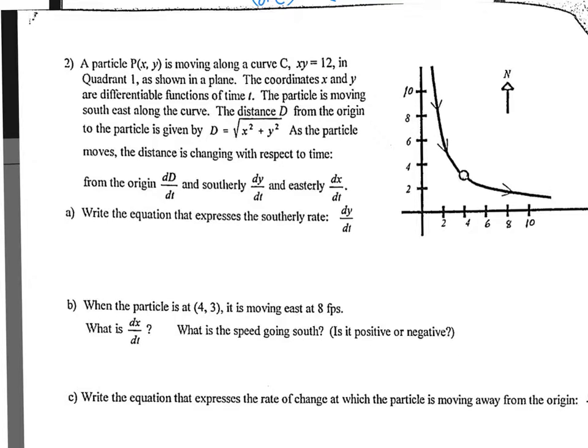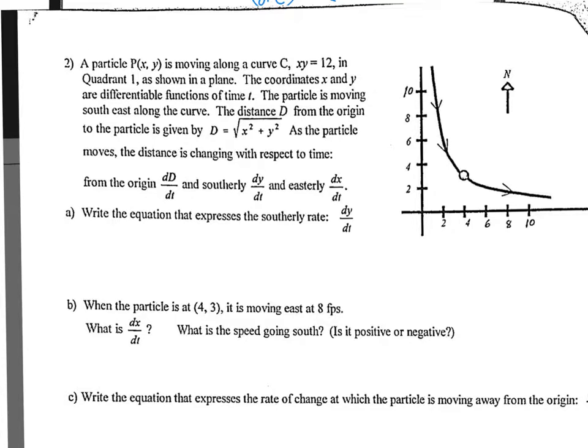Okay. Here we go. It says here, a particle. I love those. A particle moving along a curve, xy equals 12 in quadrant 1 as shown in the plane. The coordinates x and y are differentiable functions of time. The particle's moving southeast along the curve. See, this is from my dad. I still use it. He even wrote arrows in there, which is really nice.